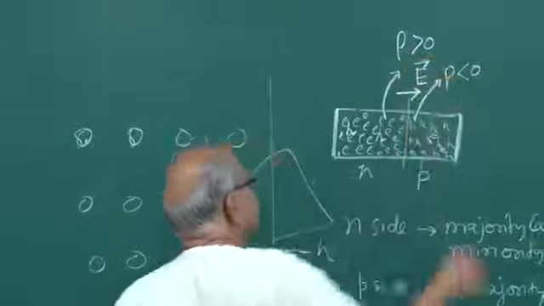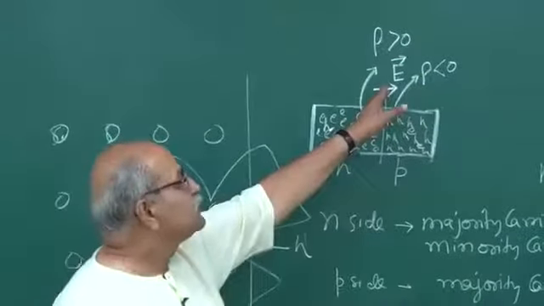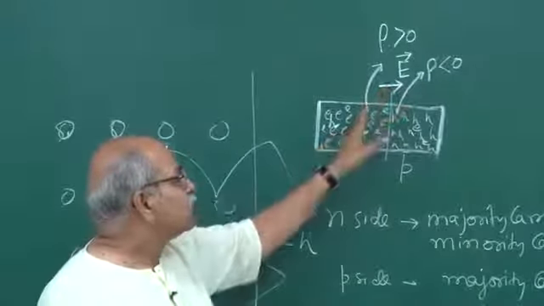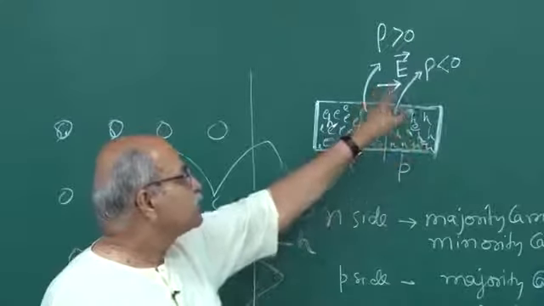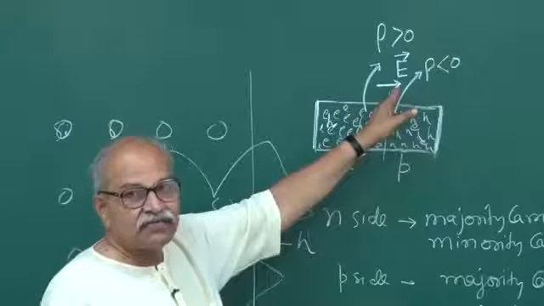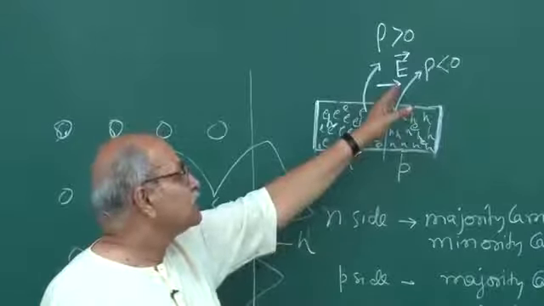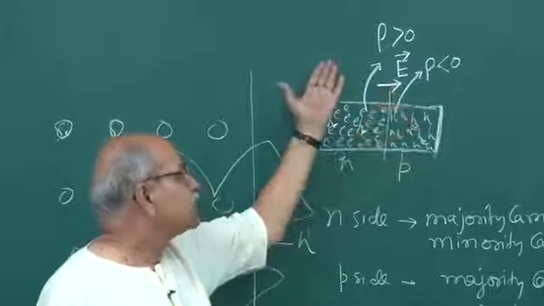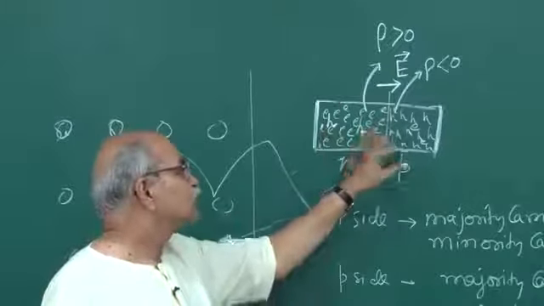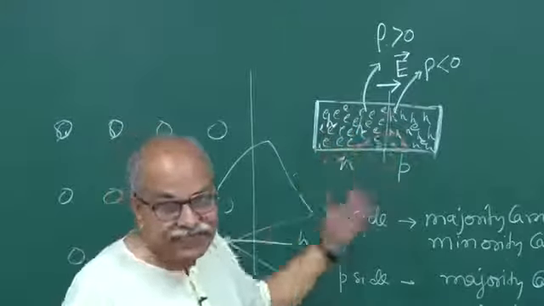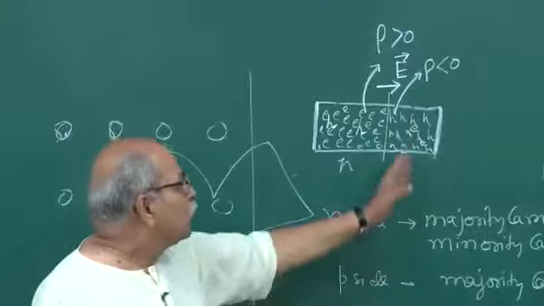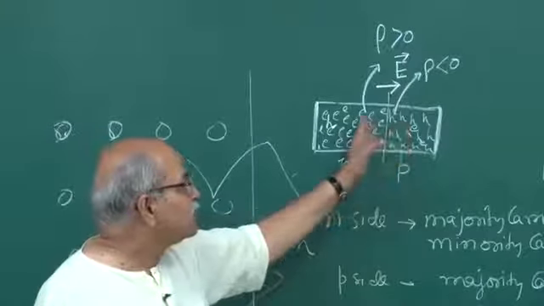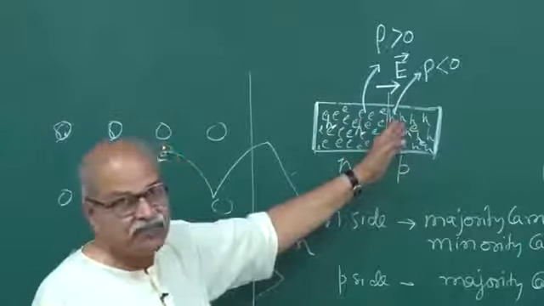And this electric field will oppose diffusion. Okay? If the electrons are trying to come from left to right and the electric field is also in the same direction, the force on the electron is in the opposite direction, negative charge, and therefore that force will resist diffusion, will oppose diffusion. Similarly, holes coming from right to left, holes behave like positive charges.